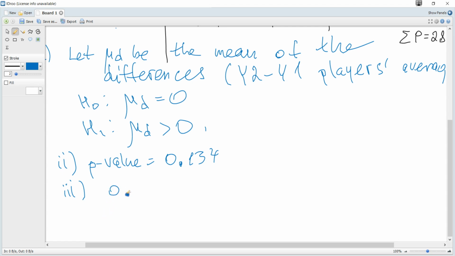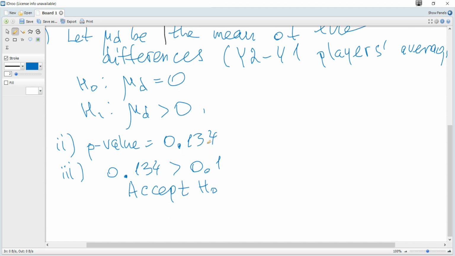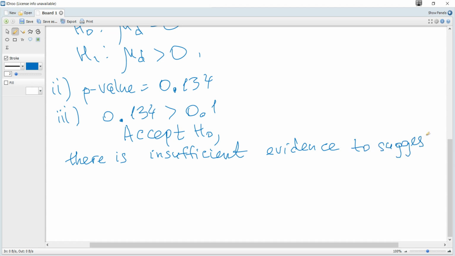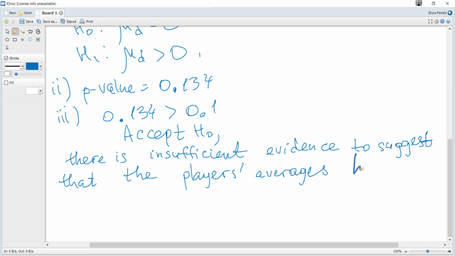So since 0.134 is greater than the significance level, here it's 10%, we accept H0. What does it mean? There is insufficient evidence to suggest that the players' averages have increased.